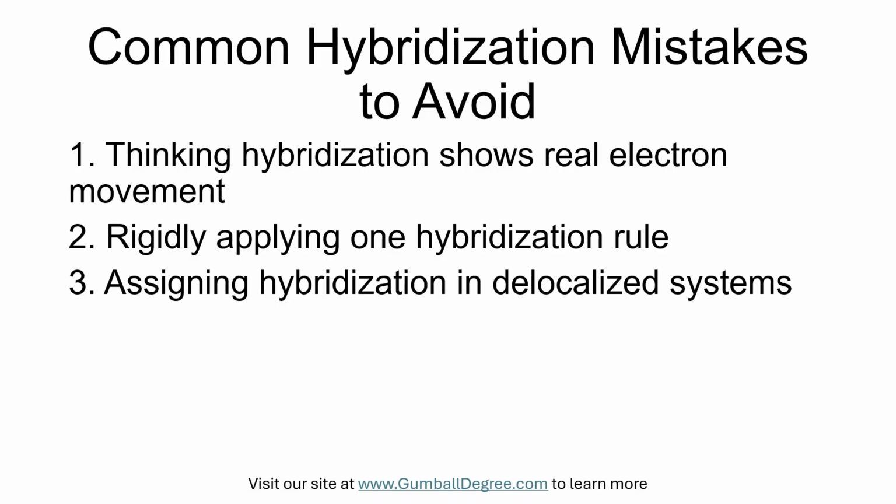Students sometimes try to assign hybridization to atoms in delocalized systems as if electrons are fixed, and the quick tip is to treat delocalized electrons with resonance or molecular orbital ideas rather than a single hybridization picture.